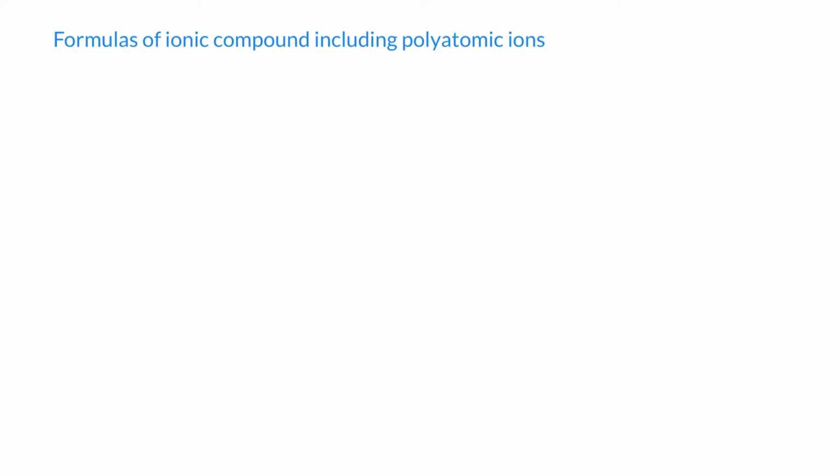All right, so let's put it all together. We can write formulas now for compounds that include polyatomic ions. You have to know those 11 polyatomic ions, but once you know them, you can write formulas. So for instance, I can take something like ammonium chloride and come up with a formula.